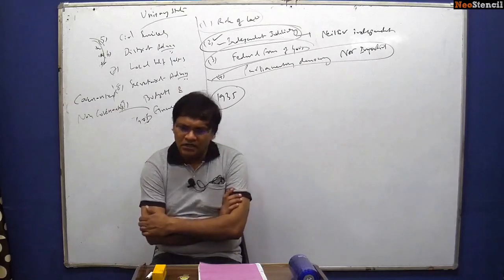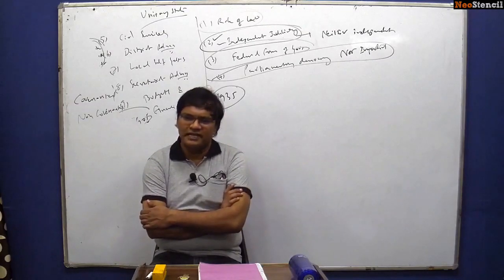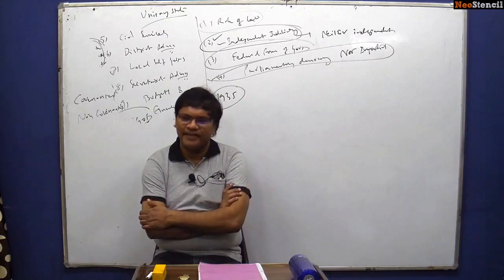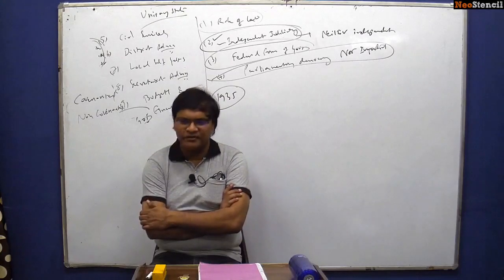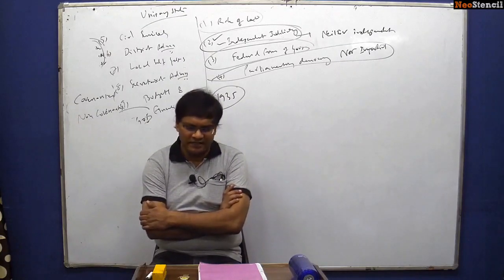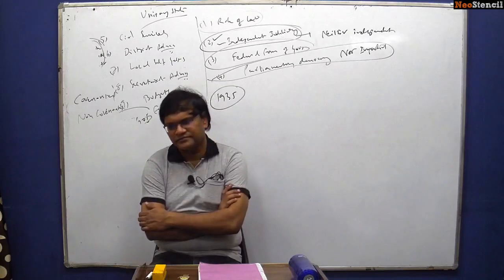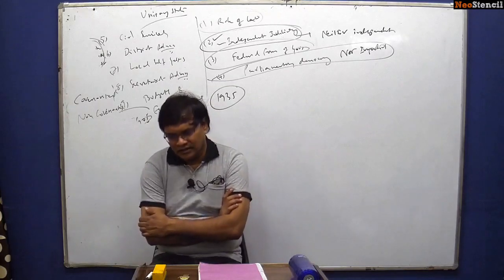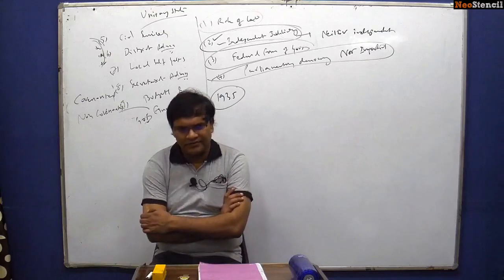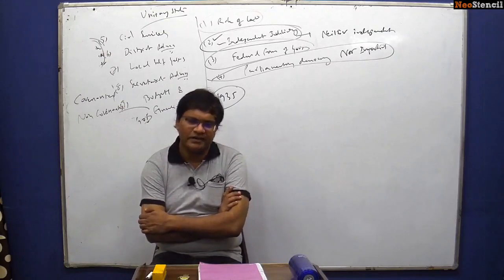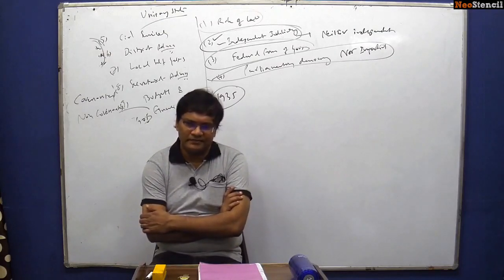For example, Aurangzeb was the governor of Deccan province. The sons of the emperor were appointed as governors.